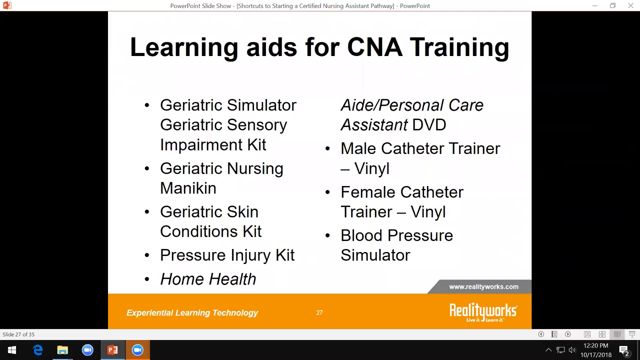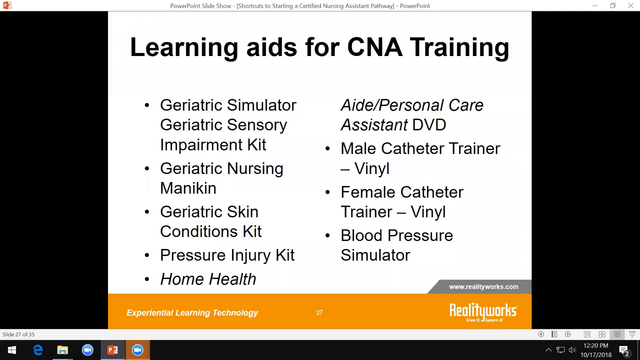We have catheter trainers, male and female, and we recommend the vinyl because the vinyl torso has very realistic genitalia that they have to deal with for male and female. But the vinyl torso also makes them have to deal with the legs and that part of the anatomy when they have to do peri-care and cleaning around the catheterization area. And the blood pressure simulator is a great tool because you can pre-program any blood pressure that you want your students to have experience with.